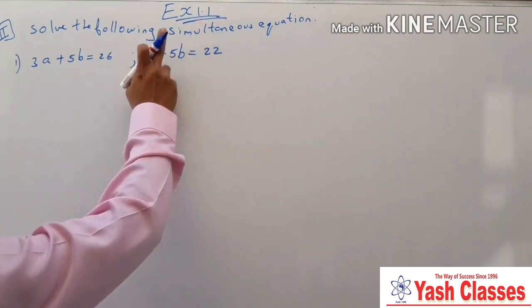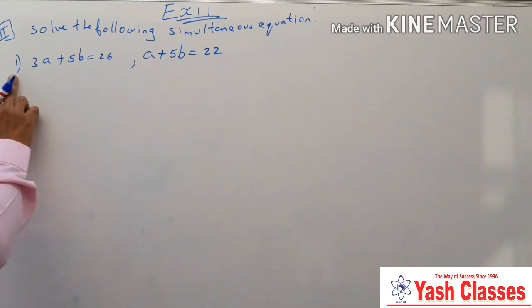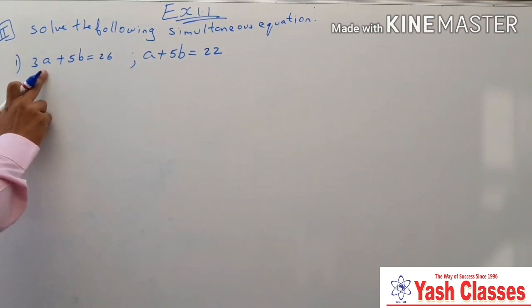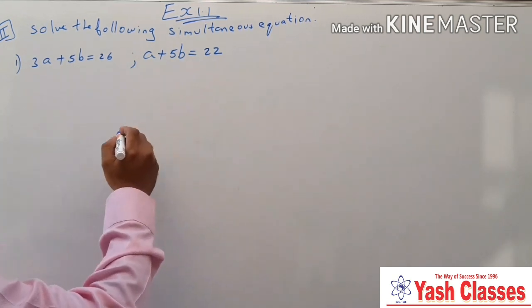Exercise 1.1, second sum. Solve the following simultaneous equations. Second question, first sum. 3a plus 5b is equal to 26. a plus 5b is equal to 22.